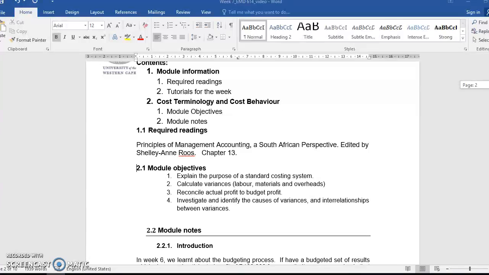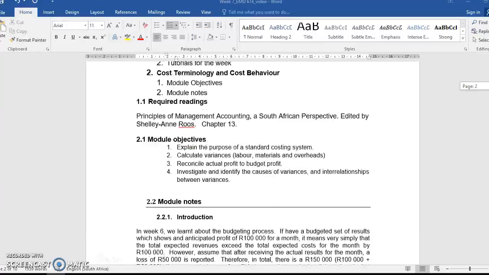So the objectives for this week are that we can explain what a standard costing system is, calculate variances and talk about what variances are, reconcile actual profit to budgeted profit, and investigate the causes of variances and the interrelationship between variances.